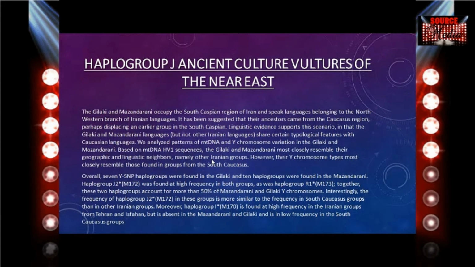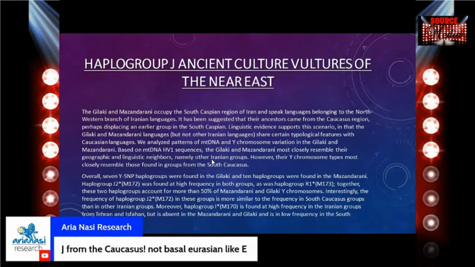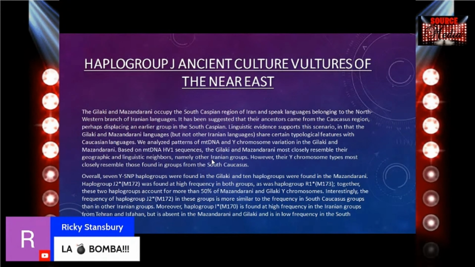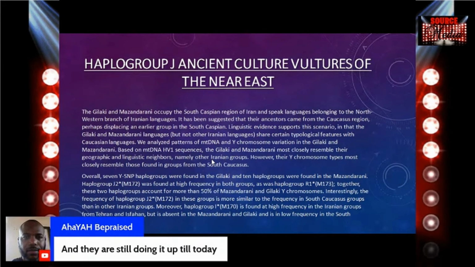Mazandarani occupy the South Caspian region of Iran and speak languages belonging to the northwest branch of Iranian languages. It has been suggested that their ancestors came from the Caucasus region, perhaps representing an early group in the South Caspian. Linguistic evidence supports this scenario in that the Gilaki and the other languages, but not other Iranian languages, share certain typological features with Caucasian languages.